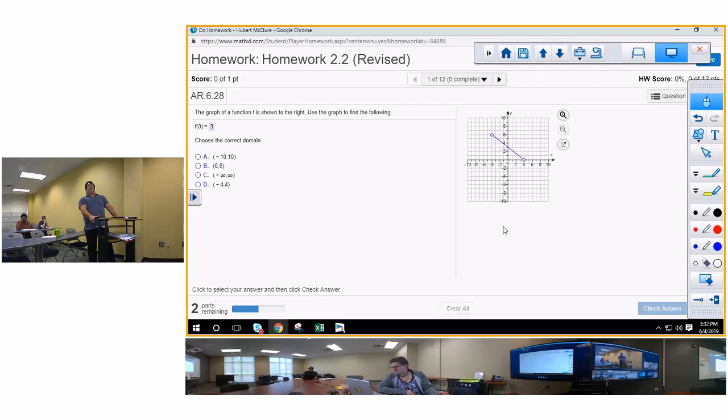What is my limit as I approach negative 4 from the right?